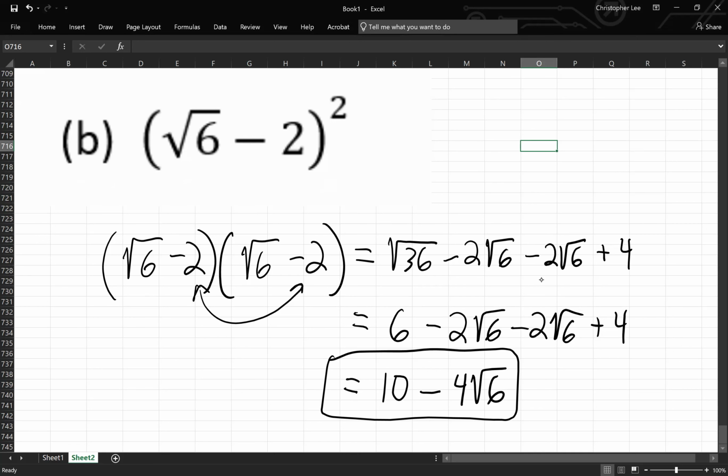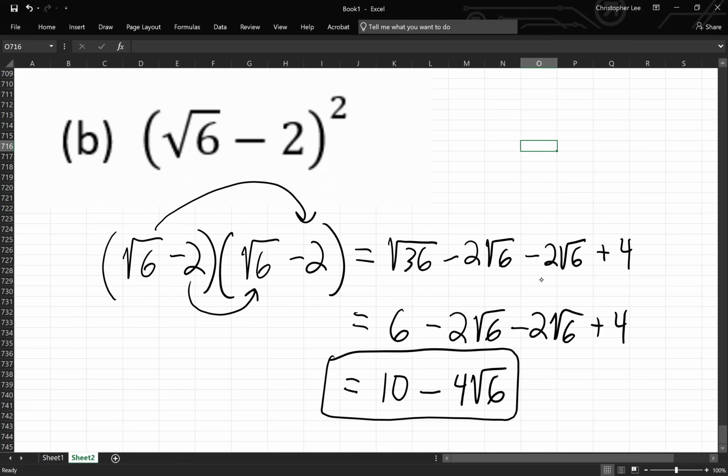36. So that's square root 6 times square root 6. Yeah. Oh, like how you get square root 36? It's 6 times 6 is 36. Oh, my fault. Wait, I'm sorry. Hold on. Let me say it again. That's square root 6 times negative 2, and then that's negative 2 times square root 6. That's where the two of them came from. Yeah, exactly. I'm just FOILing.